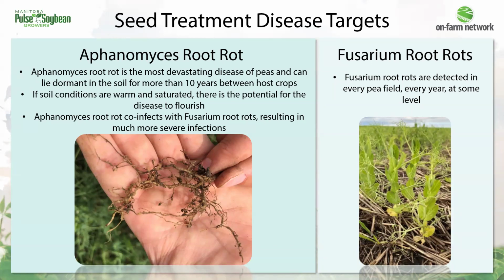Before getting into the trials, I will go over a quick introduction on the disease and insect pest targets of the PC treatments. For disease targets, we are mainly looking to manage the root rot complex caused by Aphanomyces and Fusarium root rots.